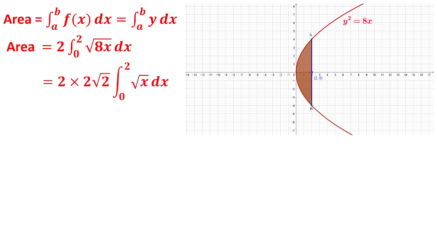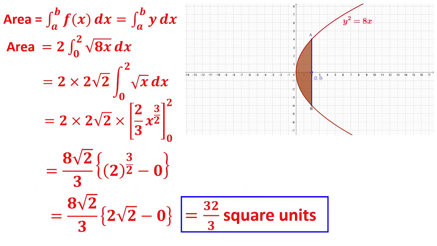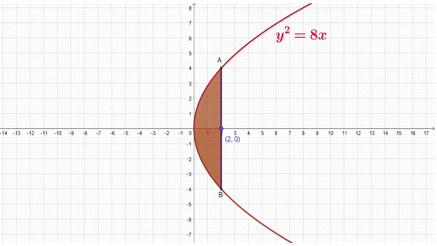8x. Normal integration: root x integrates to 2 by 3 x to the power 3 by 2. I am substituting x equal to 2. 2 power 3 by 2 is 2 root 2. Final answer: 32 by 3 square units. Let us look at the diagram once again. This is the area bounded by the parabola and the latus rectum.